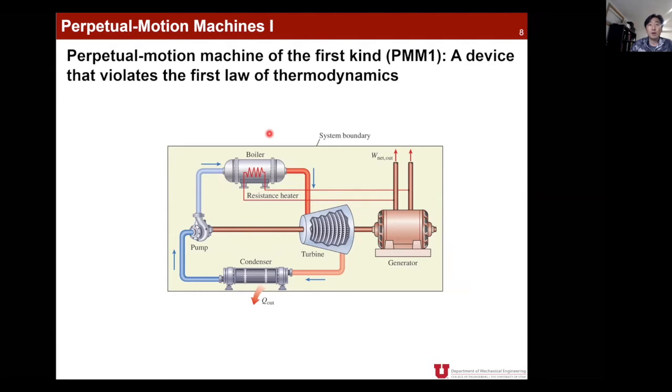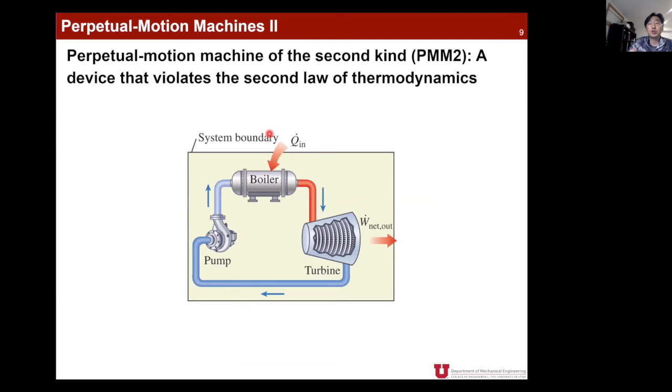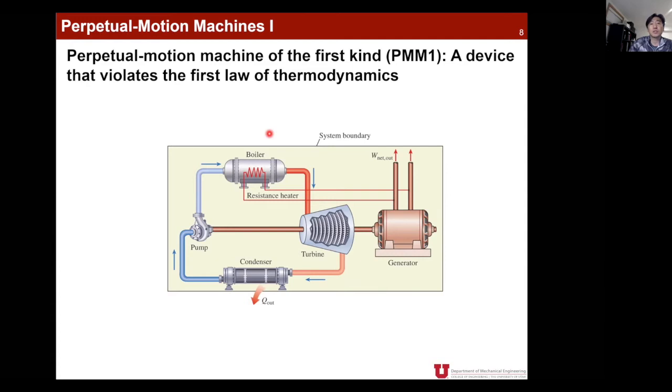The first type perpetual motion machine is a device that violates the first law of thermodynamics. And the perpetual motion machine of the second kind, or PMM2, is a device that violates the second law of thermodynamics. So let me come back to the first type perpetual motion machine, PMM1. Now, that is one example. So let's take a look at that system.